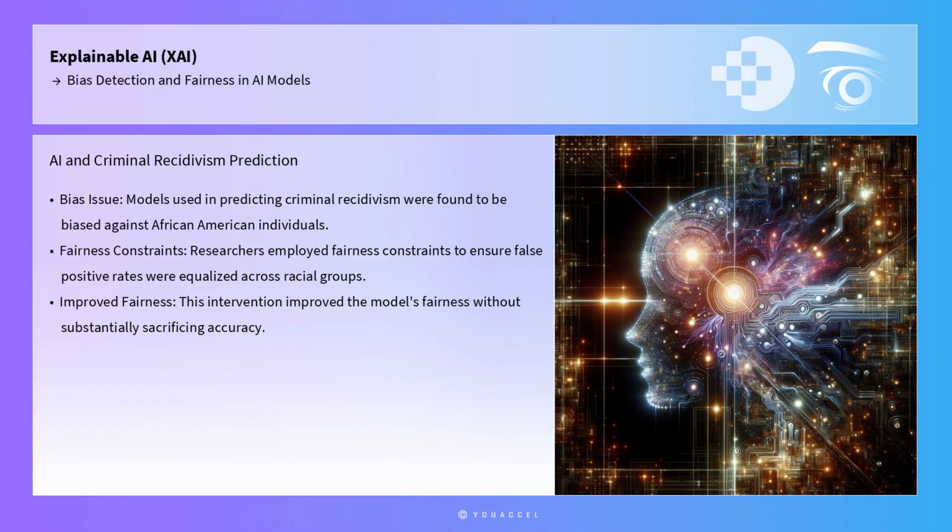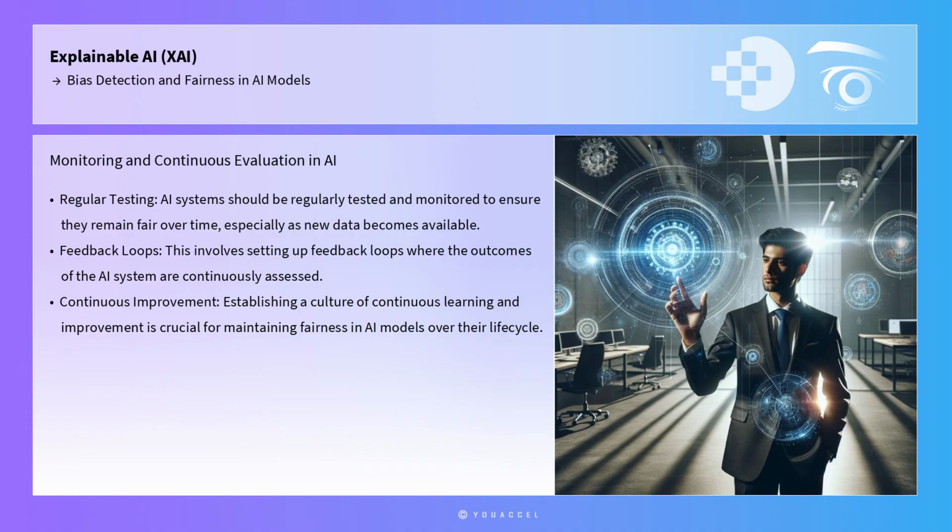An illustrative case study involves the use of AI in predicting criminal recidivism, where models were found to be biased against African American individuals. In response, researchers employed fairness constraints in the model training process to ensure that the false positive rates were equalized across racial groups. This intervention significantly improved the model's fairness without substantially sacrificing accuracy, demonstrating the feasibility and effectiveness of fairness interventions in real-world scenarios. The final step in the bias detection and fairness process is monitoring and continuous evaluation.